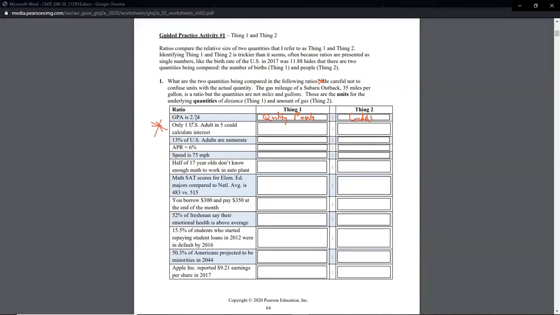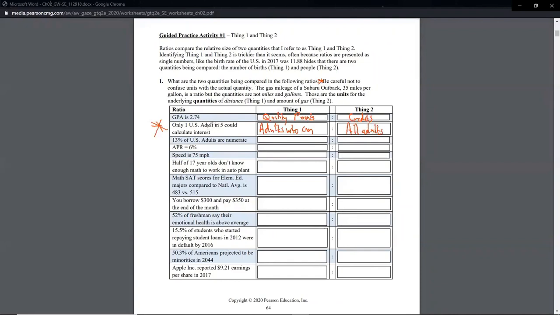Only one US adult in 5 could calculate interest. This is not saying one adult to 4 adults, so 1 can and 4 can't. This is not a thing 1 is those who can, and thing 2 those who can't. This is the people who can, the adults who can calculate interest, to all adults. This is a very important type of proportion where we're comparing a part of something to an entire population. So 1 out of 5 can calculate interest.